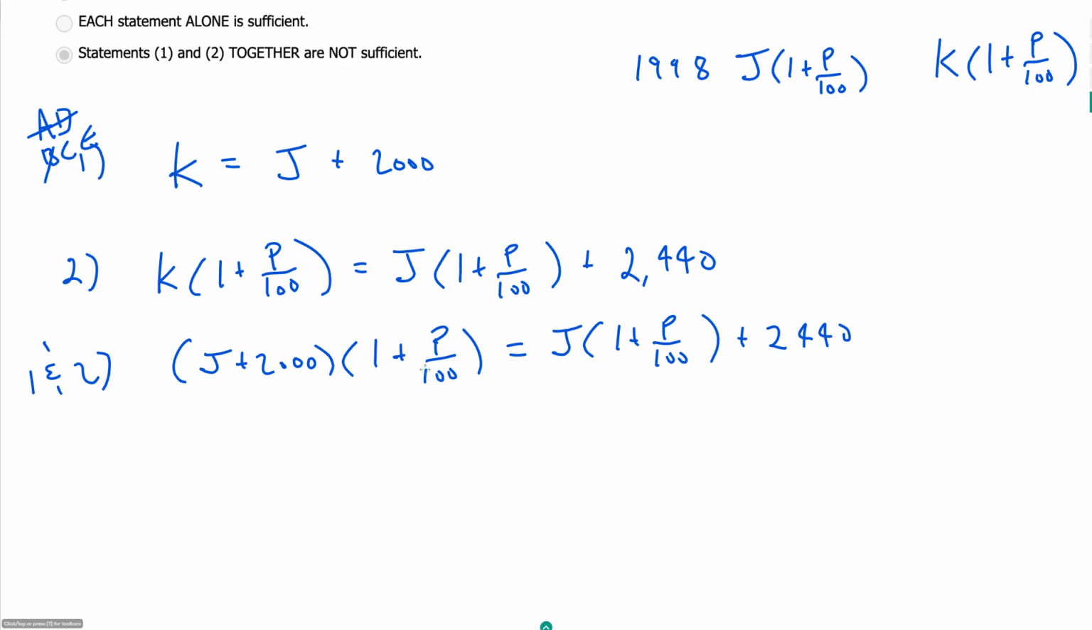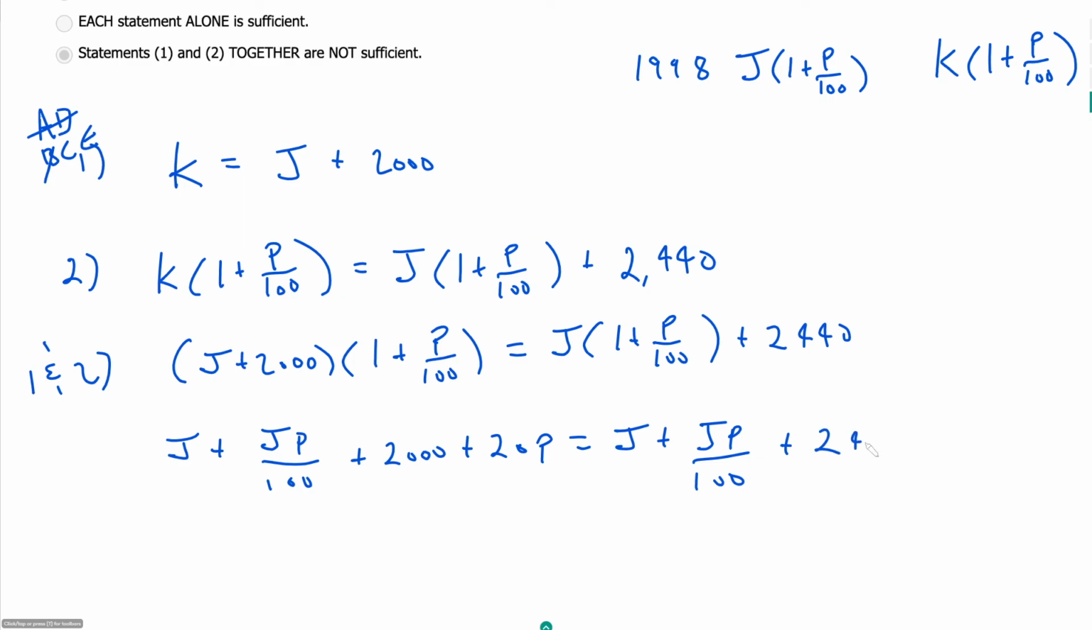Now, here you might say we still have one equation and 2 variables, and so it will be insufficient. But I'm thinking that this J might cancel out. And so let's see if that actually is the case. If I distribute, I have J plus JP over 100 plus 2,000 plus 2,000P over 100, which is just 20P, is equal to J plus JP over 100 plus 2,440.